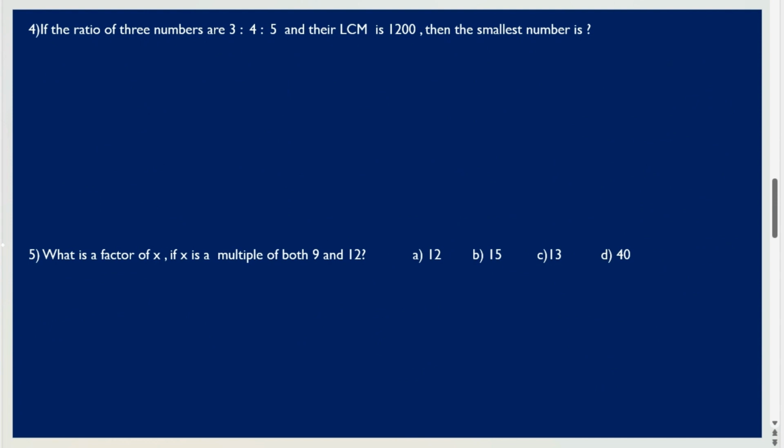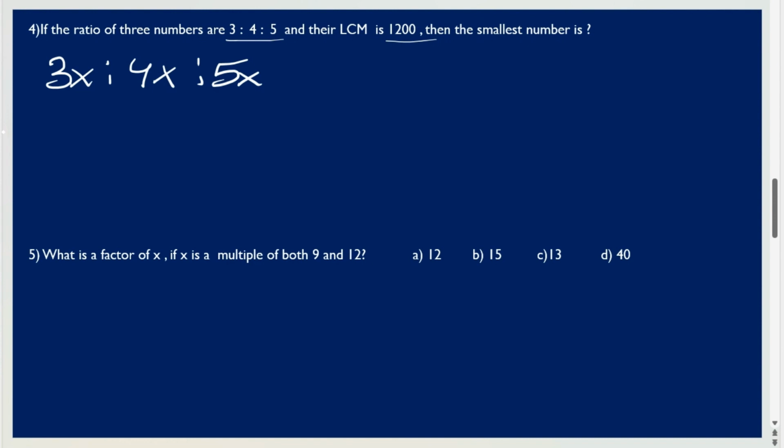4. If the ratio of three numbers is 3 to 4 to 5, and the LCM is 1200, then the smallest number is. So out of this ratio, what is the smallest number? Okay, so first, we want to make new numbers. So 3x to 4x to 5x, and those are the new numbers. And then we also learned their LCM is going to equal 1200.